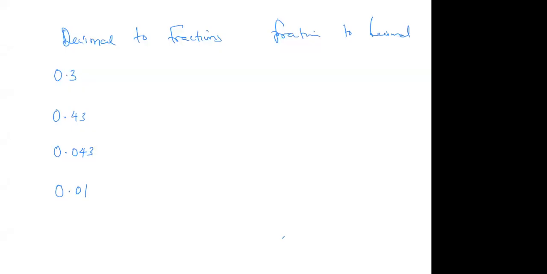Thanks for that. Let's correct it, using a different colored pen. This one is 3/10. This one is 43/100. This one is 43/1000. This one is 1/100. That is it. I assume everybody got that part right, and that makes it a lot easier for us. So let's move on to the next one.